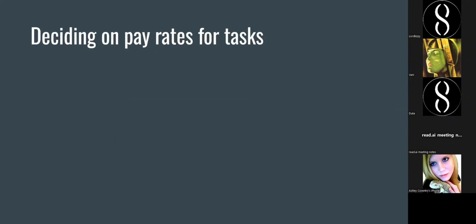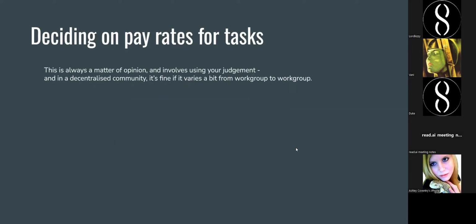Next step probably is deciding on pay rates for different tasks. This is obviously always a matter of opinion, and it involves using your judgment. And in a decentralized community, it's absolutely fine if it varies a little bit from work group to work group. Say for example, in one work group, documentation might be undeniably a more difficult task, so you might want to pay more, or another work group might not do some things that other work groups do. For example, if you're running your meetings on a GitHub board, you don't need to pay somebody to write an agenda every meeting. So yeah, it is going to vary, and that's fine.